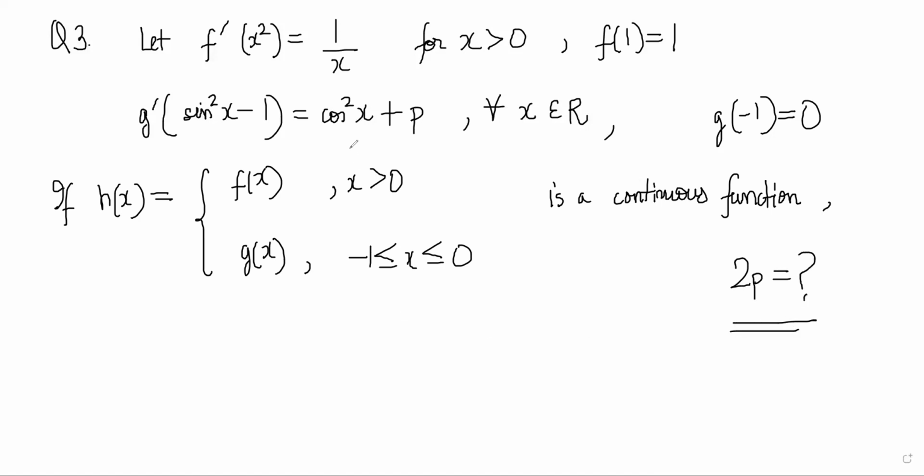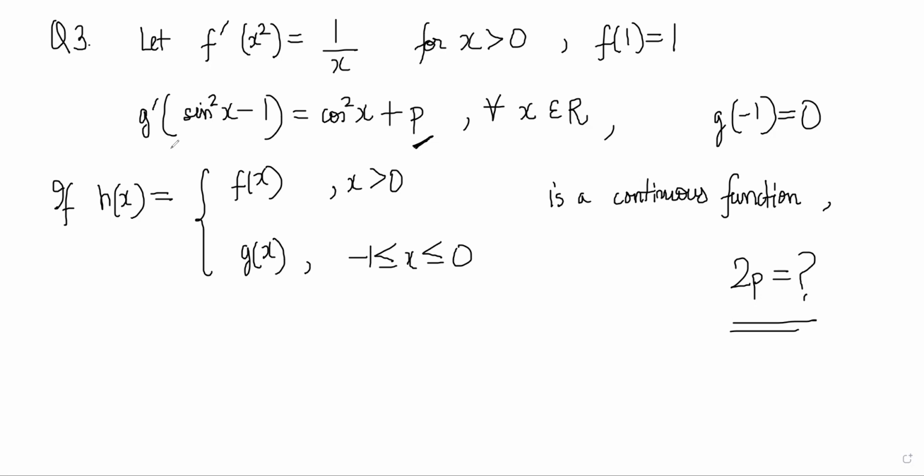2p is equal to what? P was this value here, which was the term that was coming in the derivative of g, right? They have said that h of x is a continuous function and f dash of x square is 1 by x. Okay, fine. So what can we deduce from the first condition? F dash of x square is 1 by x.